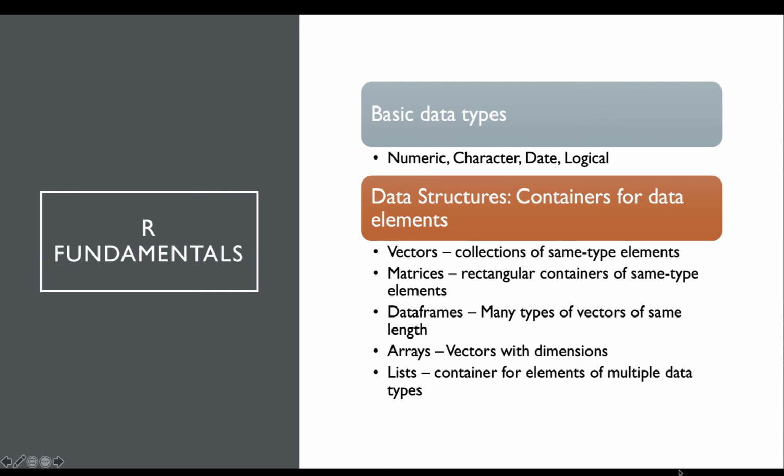Other data structures supported by R are called arrays and lists. An array is a vector that has multiple dimensions, and a list is a type of data structure or container for elements of multiple data types.